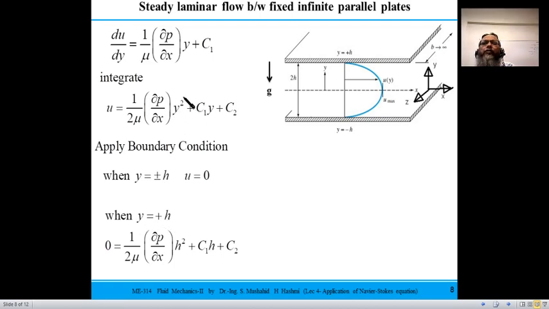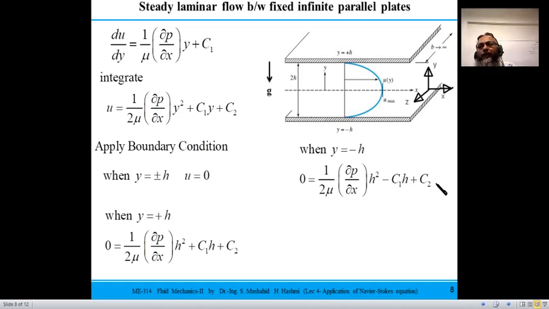So substitute y equals plus h here, and u is taken to be 0. So u is 0 and replacing y with h, you get this equation. Next you have to apply the second boundary condition when y equals minus h. Because minus h squared would be plus h squared, and here y would be minus h, so you get minus c1h plus c2.